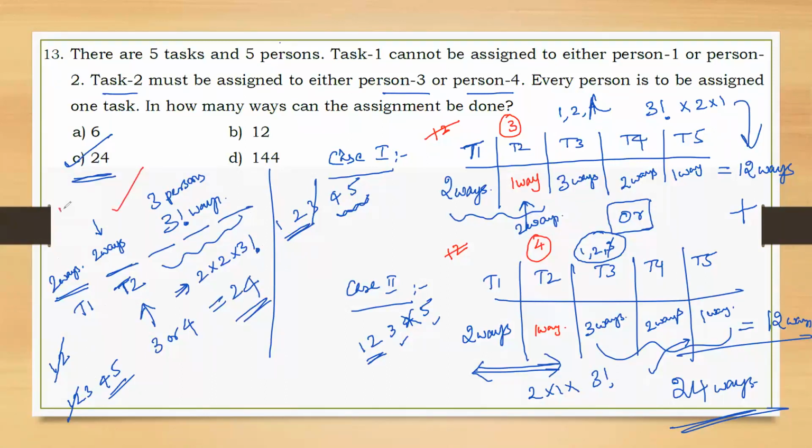So clear? Second method. Task 2 is filled with either 3 or 4. So 2 ways. Anyone will be assigned task 2. Remaining we have 4 people, right? 1 is assigned for task 2. For example, if 4 is assigned to task 2, remaining 4 people we have, but in task 1, 1 and 2 are not possible. Remaining 2 persons, we have to assign task 1. So again, we have 2 ways. So for 2 tasks, 2 persons allotted. Remaining 3 tasks, 3 persons. So 3 factorial. The total number of ways equals 2 into 2 into 3 factorial. Answer is 24. Can go by any method.